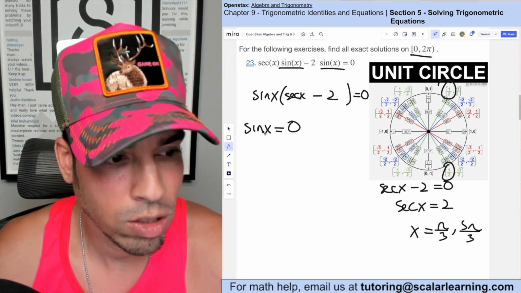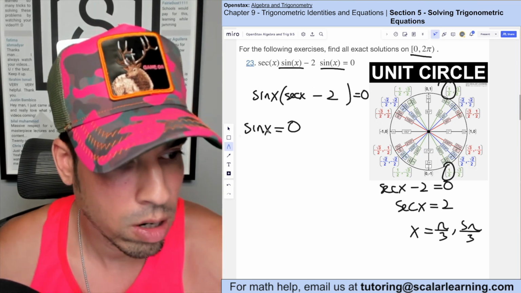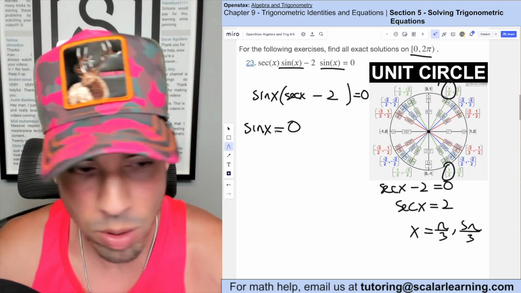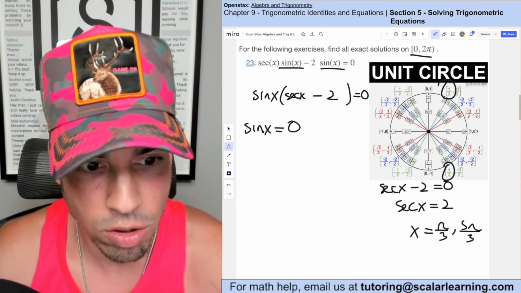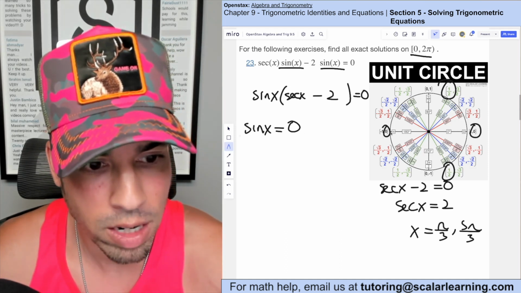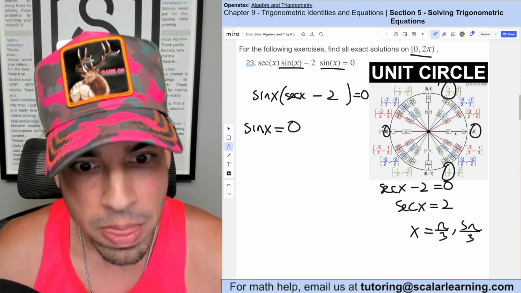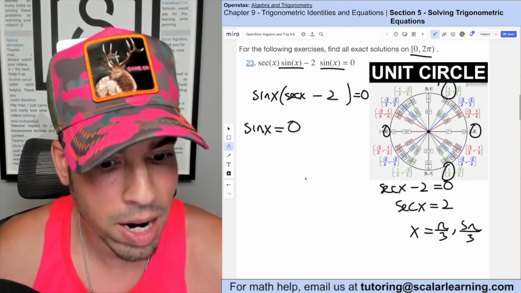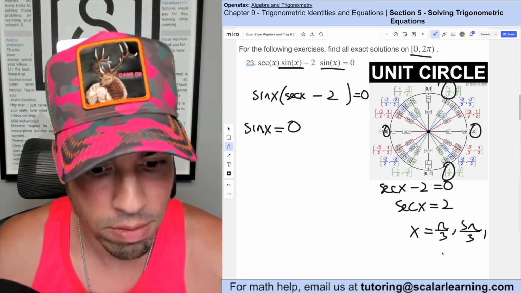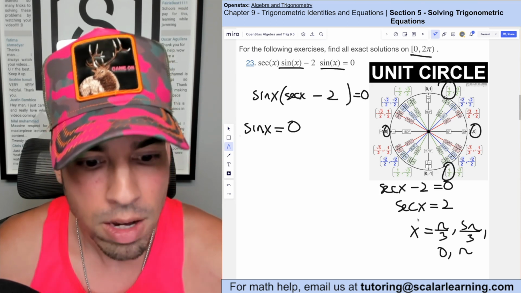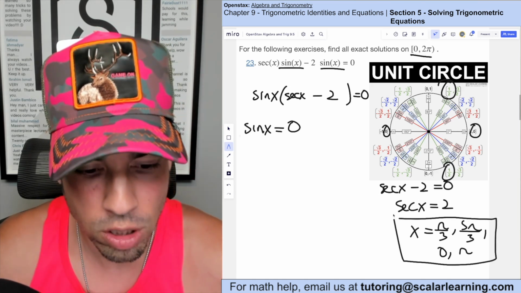And then for sine of x equals 0, what value of x, or theta, is going to give me a sine output of 0? It's right here and right here because sine corresponds to y. So we have 0 radians and pi radians. So we also have 0 and pi. So those are your 4 solutions done.